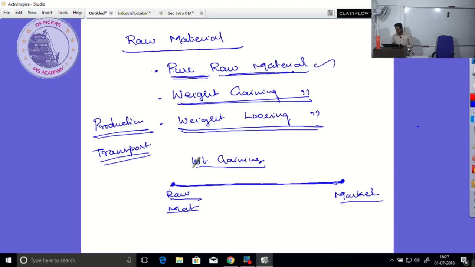When I talk about weight gaining, you will have weight gaining industries located near the market. Similarly, weight losing industries are near the raw material, where you get the raw material, there itself you process. Once the finished goods is only a fraction of the weight of the raw material, the transportation cost becomes very easy. So location is primarily decided based on the transportation cost.